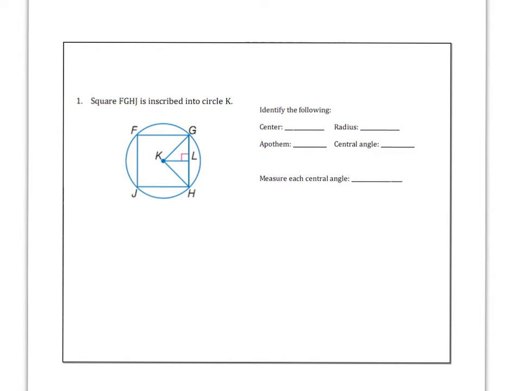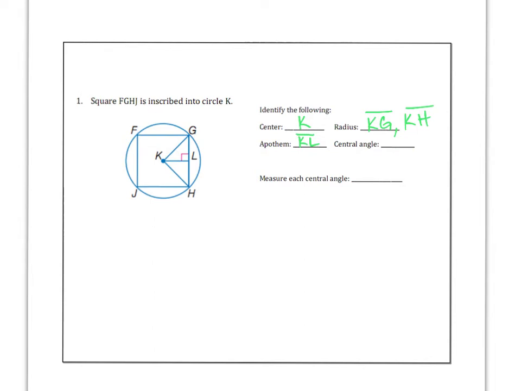Let's take a minute and identify some parts that you see here in this picture. The center of both the polygon and the circle in this case is K. A radius is part of a circle. It starts at the center and goes to the edge. So for instance, KG would be a radius. Also KH is another radius. Make sure you put the segment bars above them. But an apothem does not go to the edge of the circle, it goes to the edge of the polygon. So in this case, segment KL is an apothem.